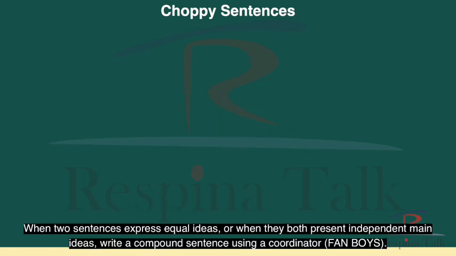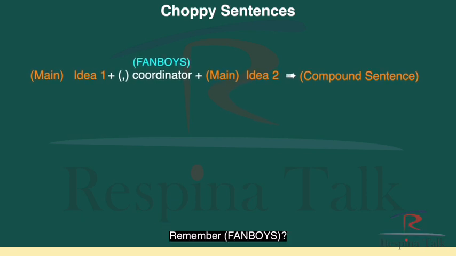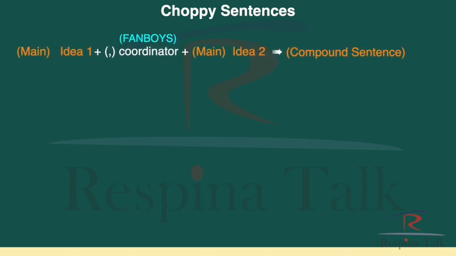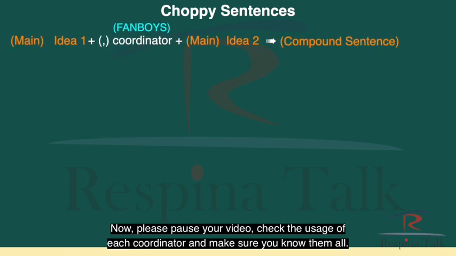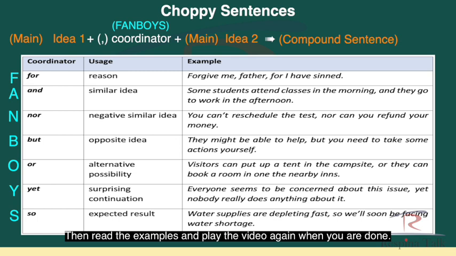When two sentences express equal ideas, or when they both present independent main ideas, write a compound sentence using a coordinator. FANBOYS. Remember FANBOYS? Now, please pause your video, check the usage of each coordinator, and make sure you know them all. Then read the examples and play the video again when you're done.